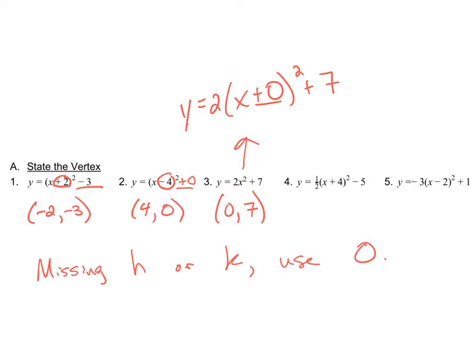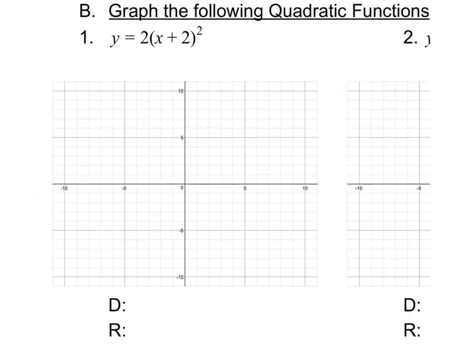What I want you to do right now is pause the video, and I want you to try 4 and 5 on your own. I just need you to write what the vertex would be. All right, now that we can look at an equation, realize that it's vertex form, and write the vertex, I think we're going to be ready to graph.